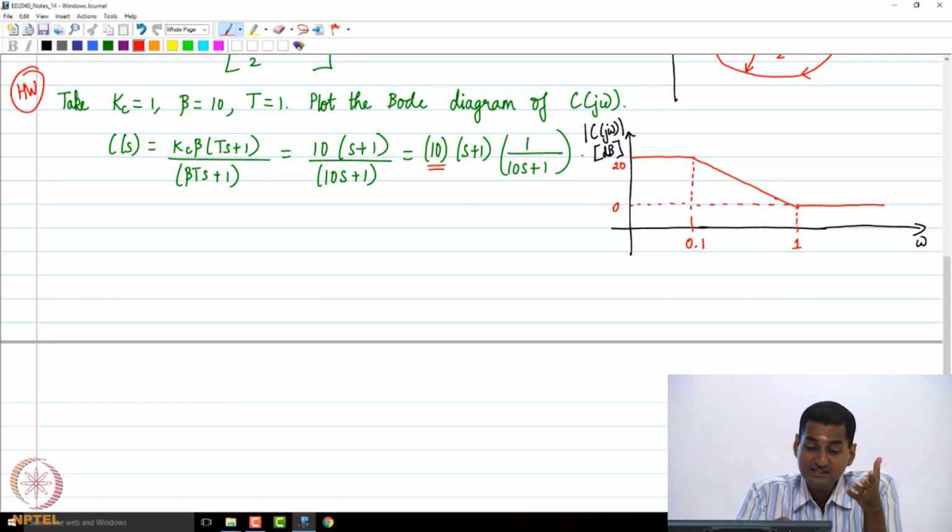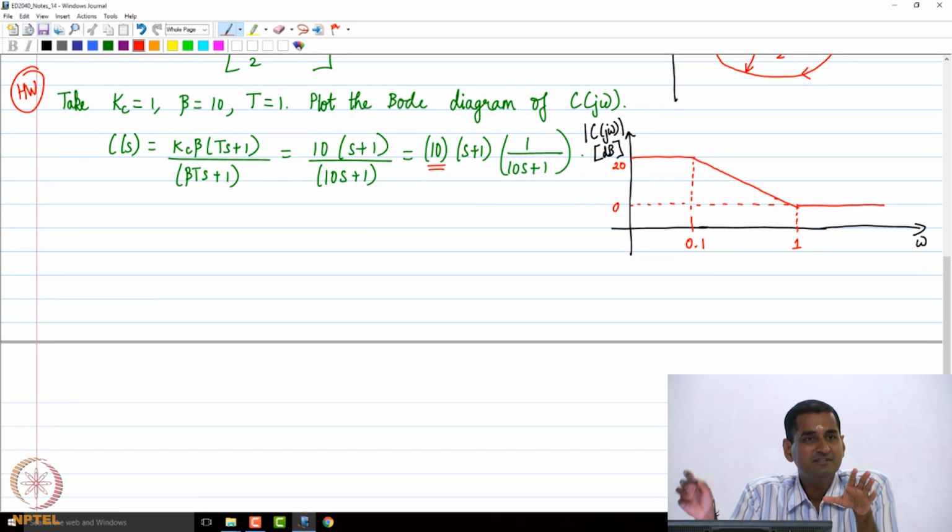Now, from this particular Bode plot, you can immediately observe that this by and large acts like a low pass filter, right. So, it is essentially attenuating the high frequency components relative to the low frequency components, correct. So, that is the characteristic of a lag compensator, right.